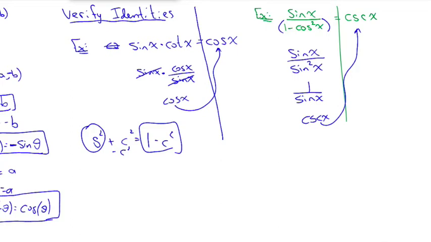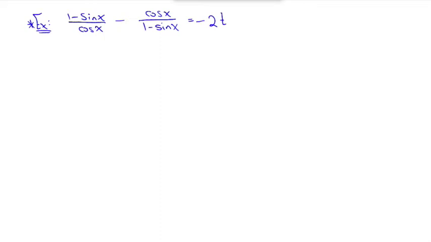How about this one? Notice how I start this off. It starts off real nice and easy. I'll tell you when a test question is going to come. This is definitely a possibility. 1 minus sine of x over cosine of x minus cosine of x over 1 minus sine of x. And this should turn out to be -2 tangent of x.